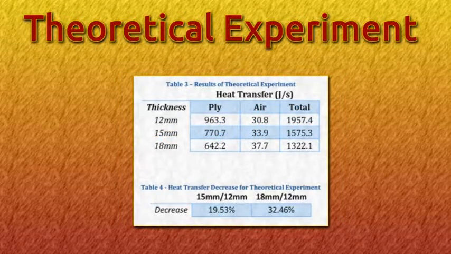For the theoretical experiment, I calculated the rate of heat transfer for each thickness of ply in a timber stud wall. As you can see, the 18 mm ply is approximately 32% more resistant to the heat than the 12 mm ply, and the 15 mm ply is 20% more resistant.